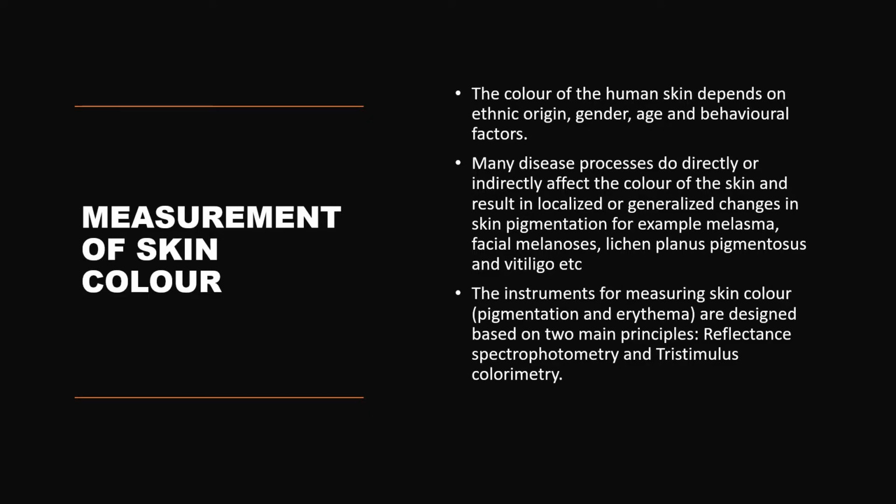Skin is basically used for thermoregulation. It has various functions apart from protection. The color of human skin depends on various factors like ethnic origin, gender, age, and behavioral factors. The biological function of skin is widely known. Many disease processes directly or indirectly affect the color of the skin. For example, skin pigmentation disorders such as melasma, facial melanosis, lichen planus pigmentosus, and vitiligo affect the skin color.